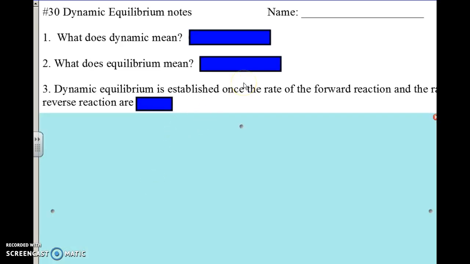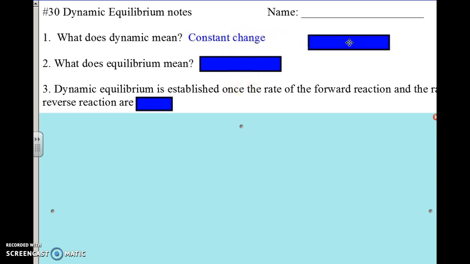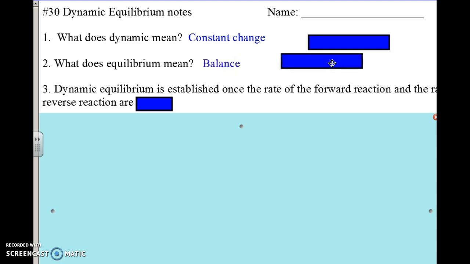The first little bit of this presentation is going to be some terminology. So what does dynamic mean? Dynamic means in constant change or constant motion. What does equilibrium mean? Equilibrium means balance. So we put the two together, we have constant change but balance.